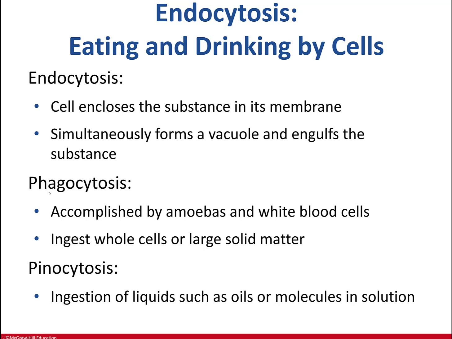So that's endocytosis. Phagocytosis. So endo means within the cell. So it's a process by which the cell brings things in. This is a process by which cells eat. And that phago just means eat in Latin, so accomplished by amoebas and white blood cells, ingest whole cells or large solid matter. Pinocytosis is the process of a cell drinking. Now you think of it drinking a pint of beer, so now pint should be in your mind in terms of the Latin term pinocytosis, so ingest liquids, it's drinking, such as oils or molecules in solution.